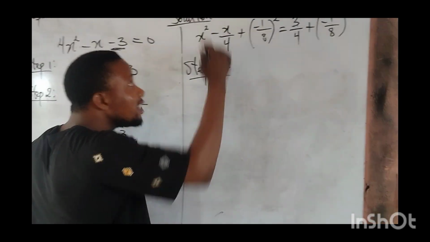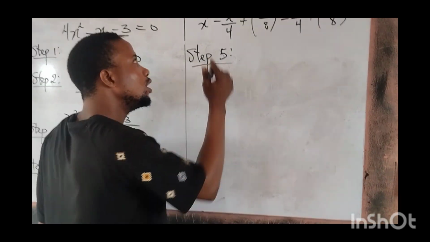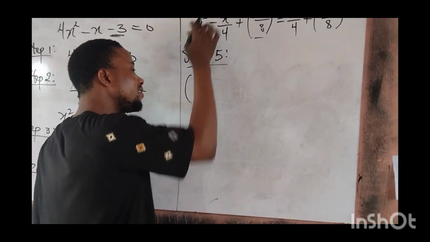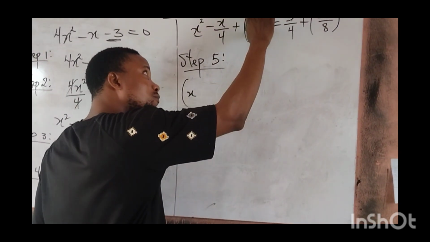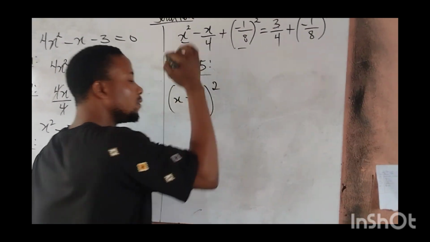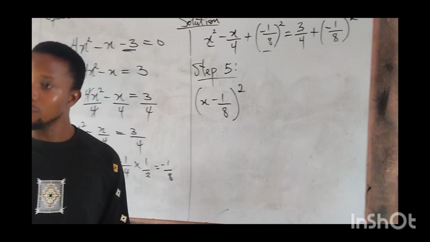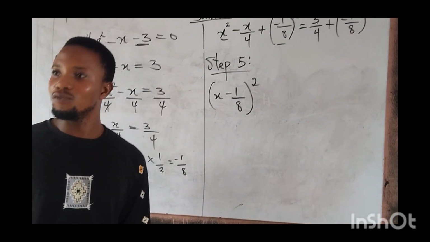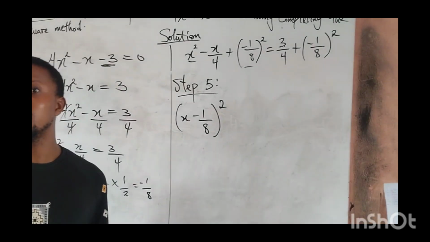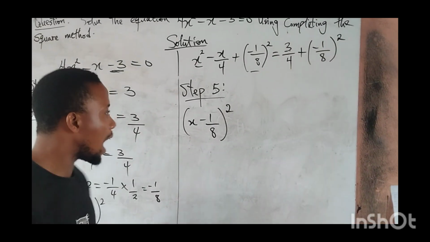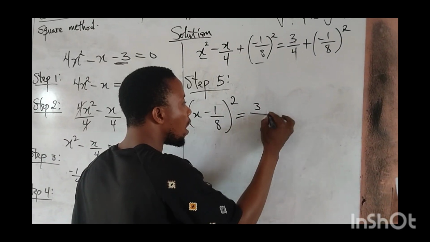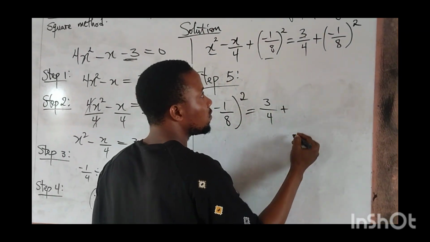If you want to factorize this as a perfect square, this is what we do. You consider this place and this place. You take this x, you take this place, minus 1 over 8, and put a square on it. Once you put the square on it, you are beginning to factorize it as a perfect square, and it will be equal to this side, which is 3 over 4 plus.